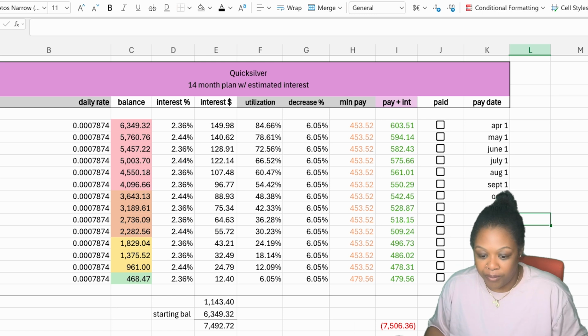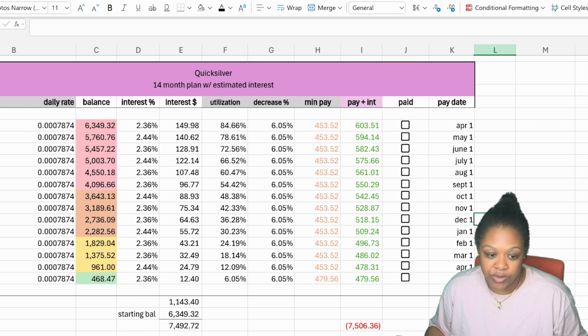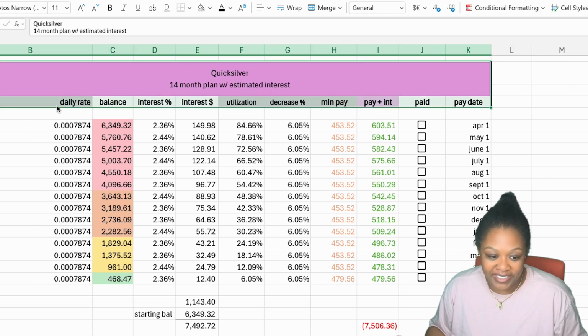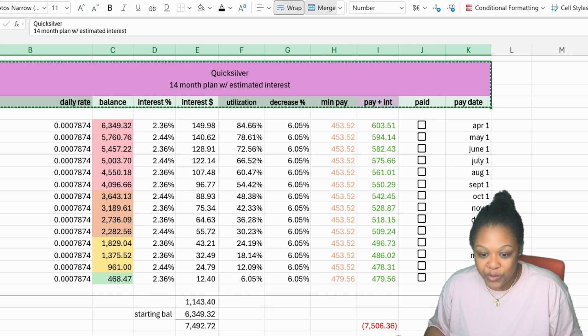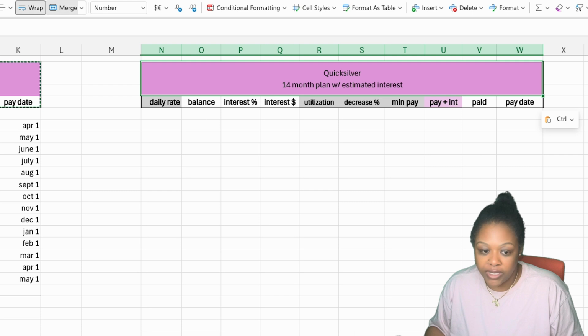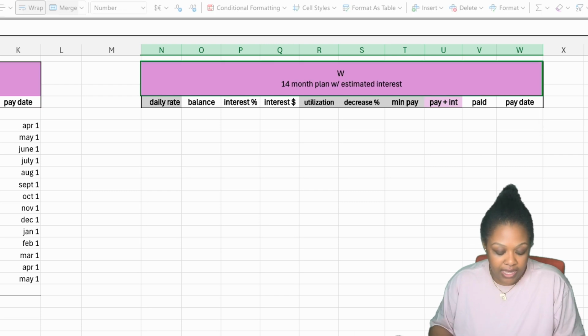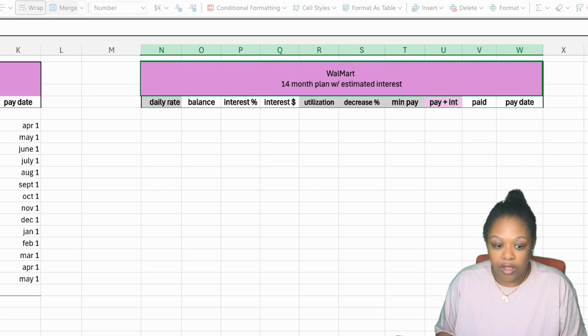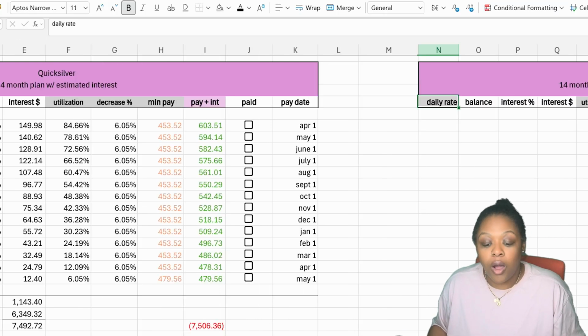I want to set one up with you guys from scratch that I do not have hidden down below. Okay, so let's do the Walmart card and let's say we want to pay that off too. We're going to toss this one in and say Walmart. Now that's another card where it's easy to predict the balance.